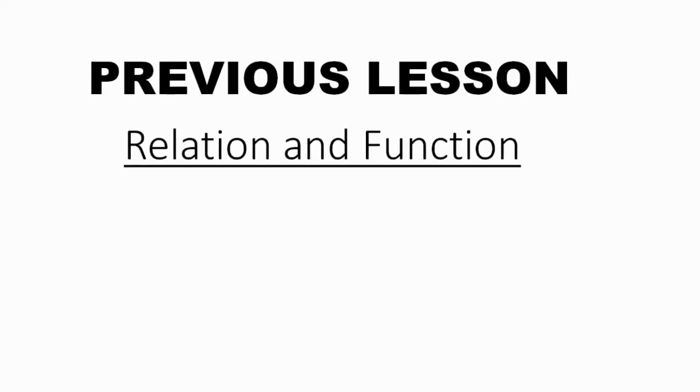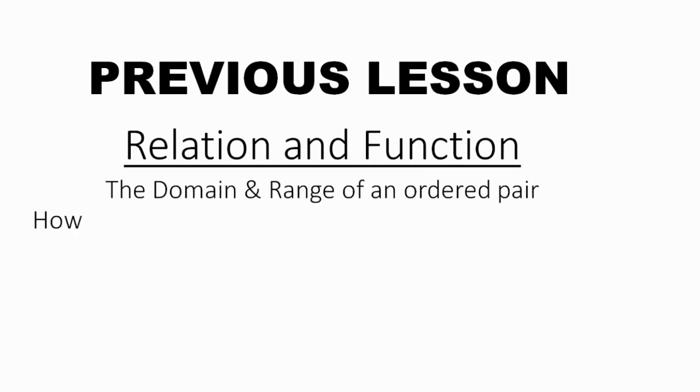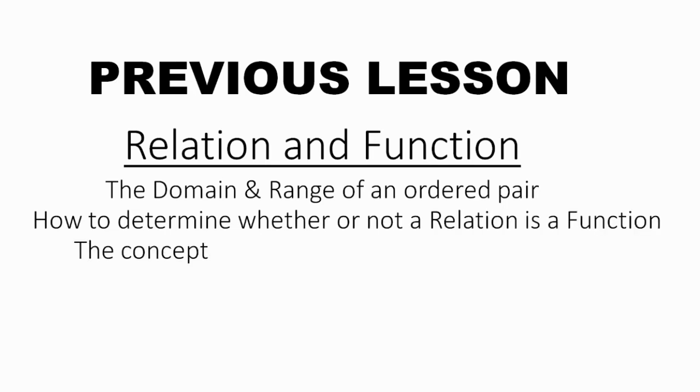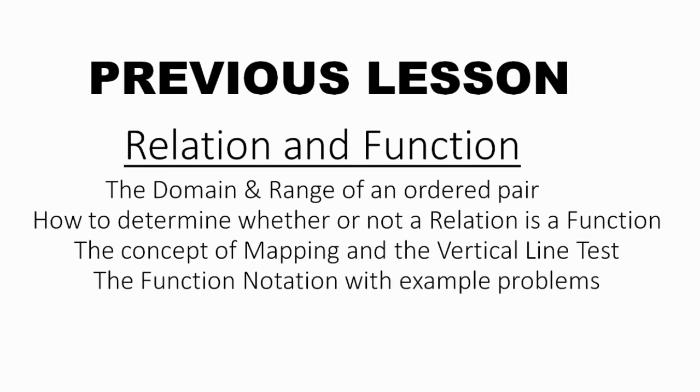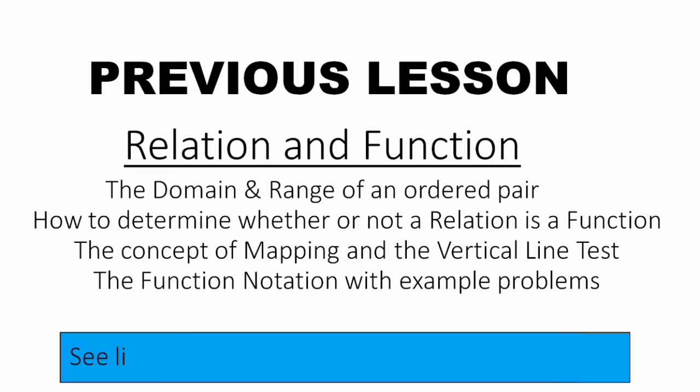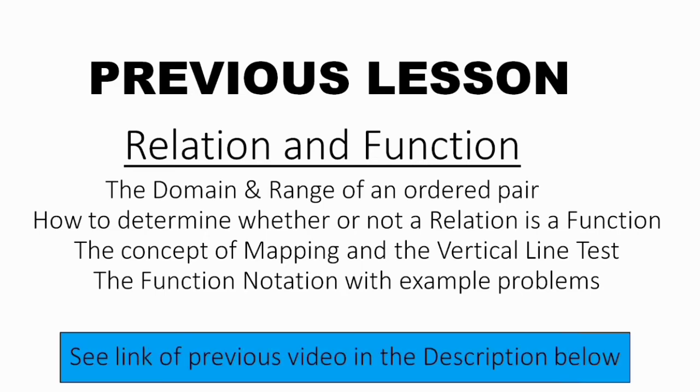In our previous lesson, we talked about relation and function, the domain and the range of an ordered pair, how to determine whether or not a relation is a function, the concept of mapping and the vertical line test, and the function notation with some example problems. If you want to follow up on that video, you can check out the link provided in the description below.